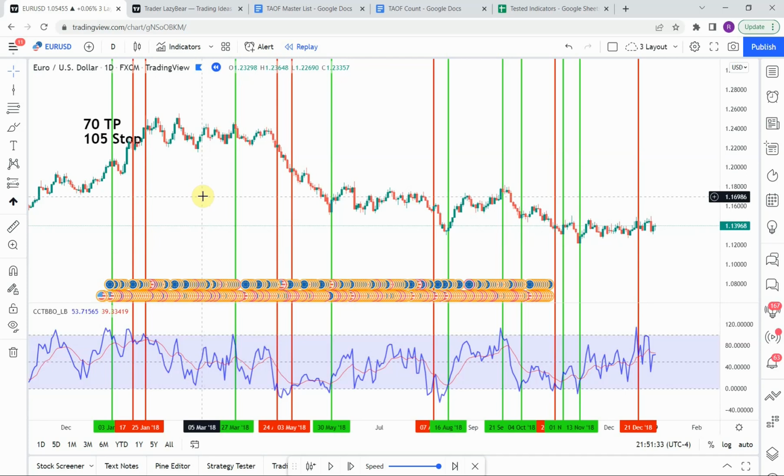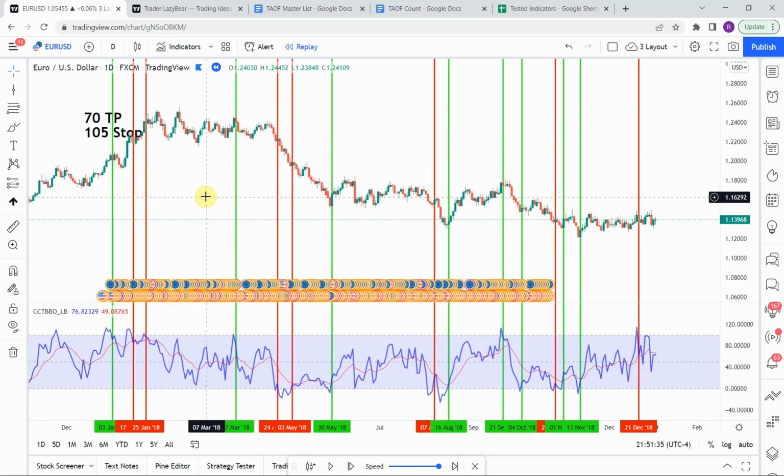I'm gonna stop rambling on here. We're gonna put this one on the no list, and we will move on to the next indicator from here.